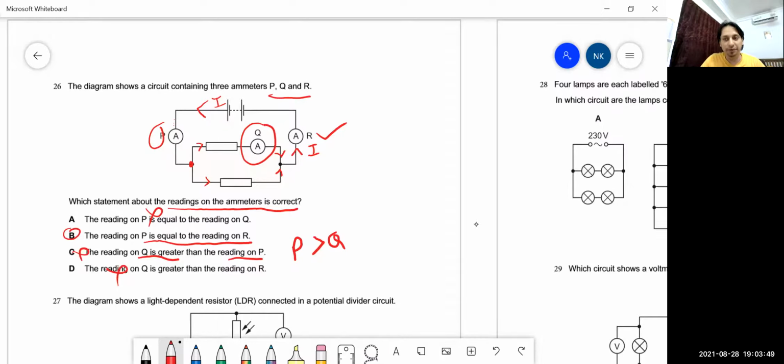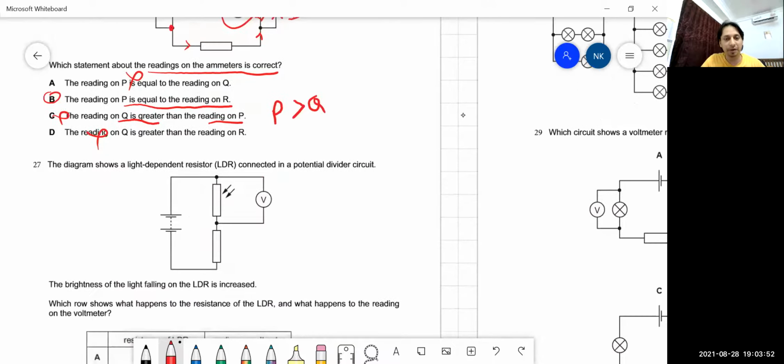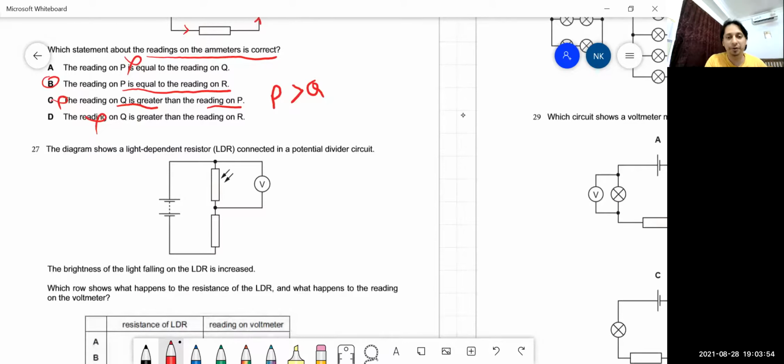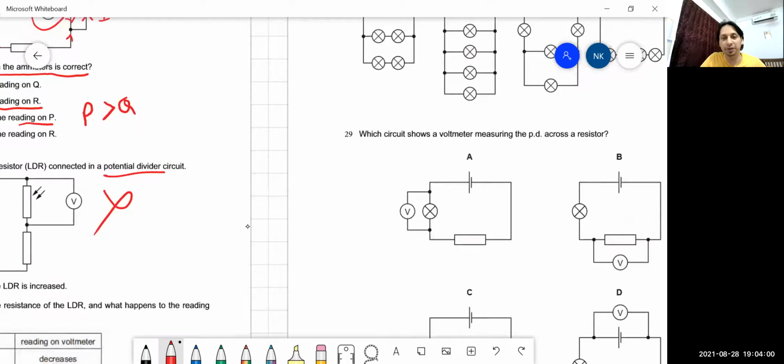Question number 27. Again, based on the potential divider, children, we are not doing this potential divider. Just skip this question. And then 28.